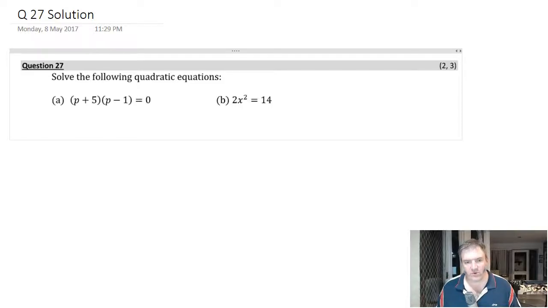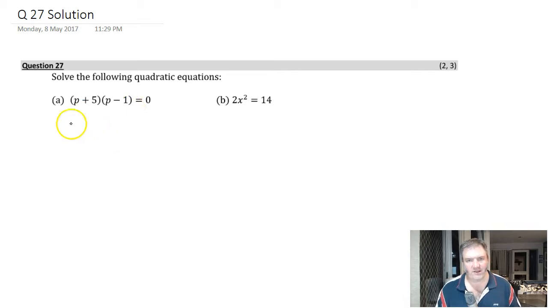Alright, solve the following quadratic equations. They've been really nice with the first one. They've already factorised it, so straight into your null factor law. Either the first factor needs to equal 0, so p plus 5 equals 0, or the second factor, p minus 1 equals 0, because the only way we can have numbers multiplying to equal 0 is if one of them's 0.